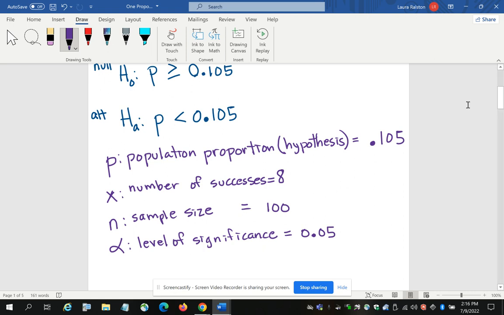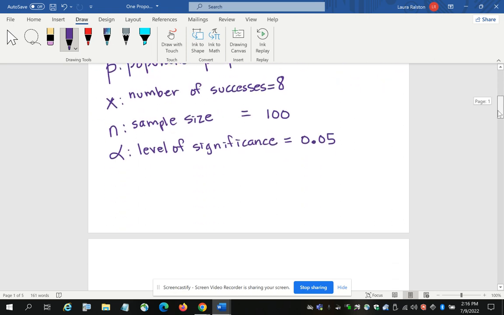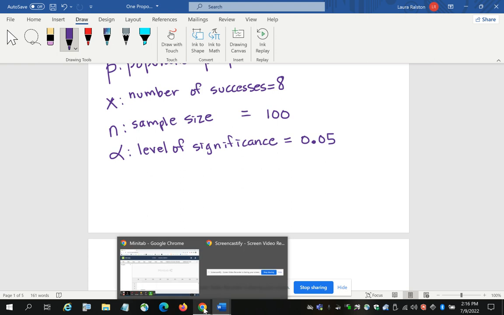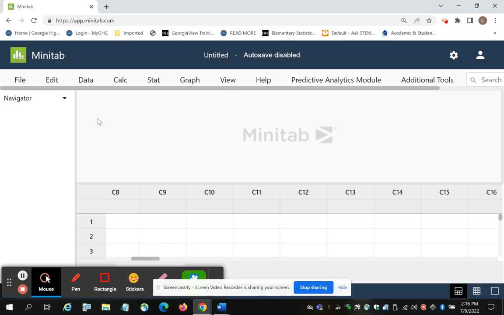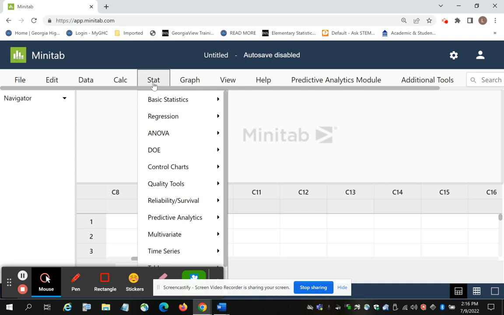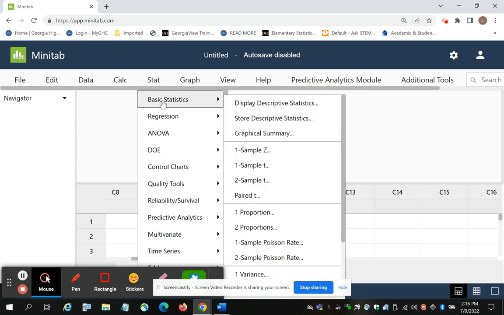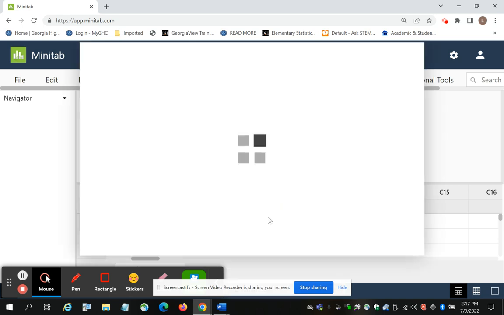Okay, so I have all of my information. I've stated my hypotheses. I have collected all of my information from the problem. So now I'm ready to calculate the test statistic, and I do that in Minitab. So I'm going out to Minitab, and we go to Stat, Basic Statistics, and this is a 1 proportion test.